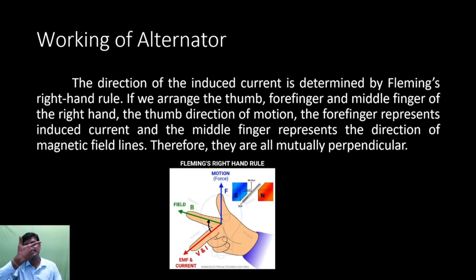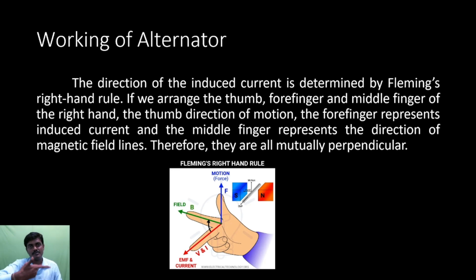Suppose my right hand is the north pole and my left hand is the south pole. If I am placing my fingers like this, this is the north pole to south pole flux linkage. The forefinger indicates the flux direction, north pole to south pole. The middle finger indicates the current direction and the thumb indicates the motion of the conductor.